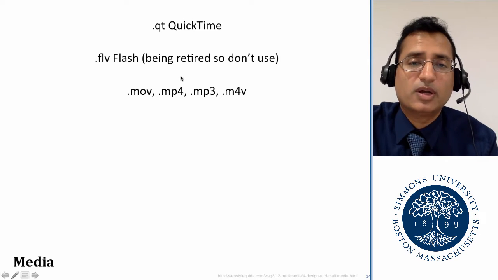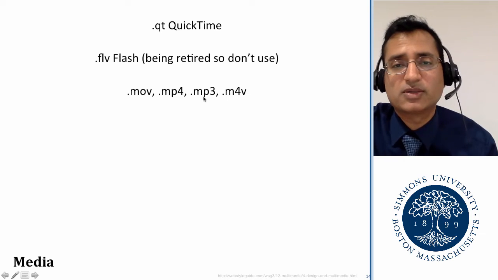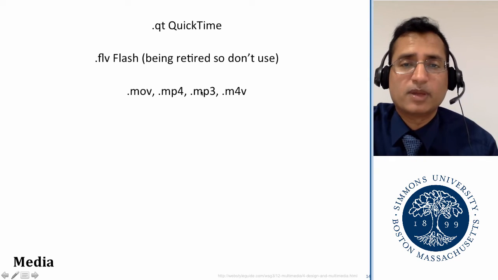So these are very well known now. MOV or MP4 are used more for videos, and MP3s for audio files. And this is a very nice compression rate. So here you can get very high quality audio files when they're saved in the MP3 format.